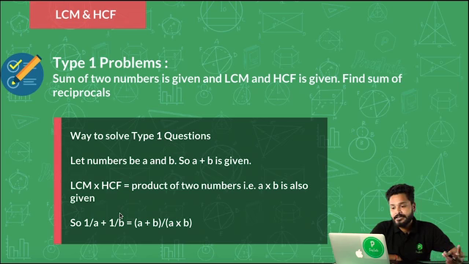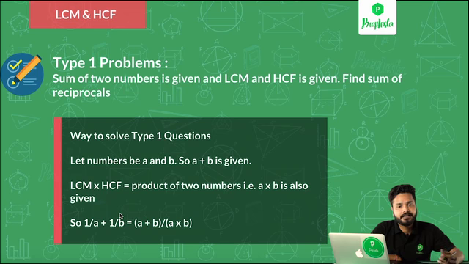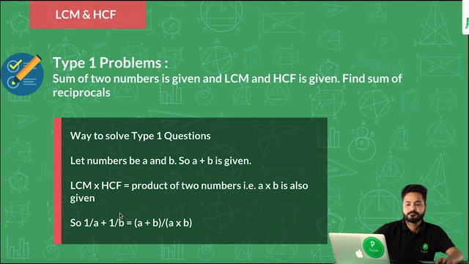Now we need to find the sum of the reciprocals, which is 1 by a plus 1 by b, which is nothing but a plus b upon ab. So we have a plus b, we have ab. So we can find the sum of the reciprocals by using this small trick. I think this is clear with you people.